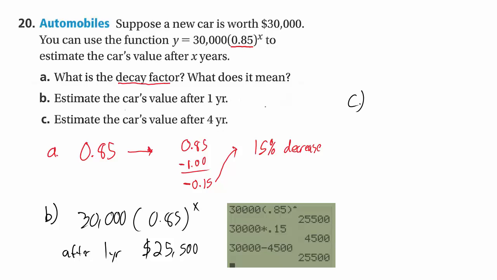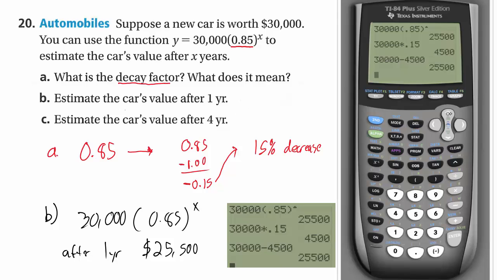Now, let's calculate the value after 4 years. Well, we're given the model. Since x represents years, let's just replace that exponent x with a 4. So I can scroll up, since I calculated it here with an exponent of 1. Instead of retyping it, I can just change that exponent to a 4. I expect it to be, since it goes down less and less each year, a lot less than 25,000. So instead of 25,000, it's about 15,000.